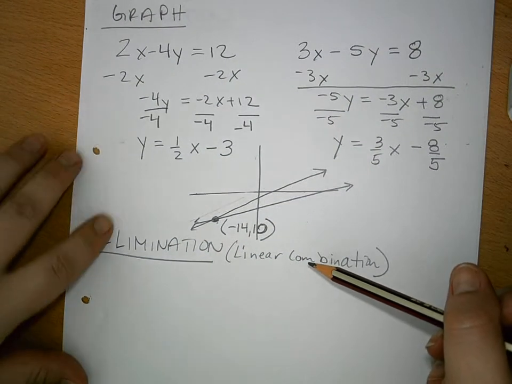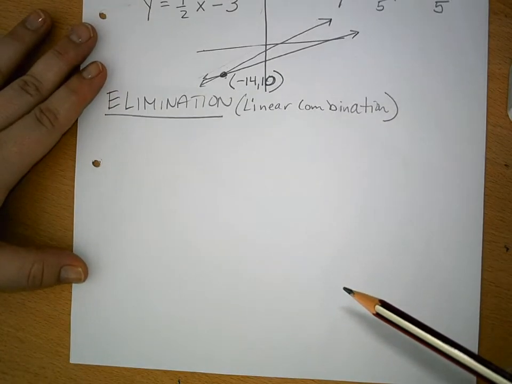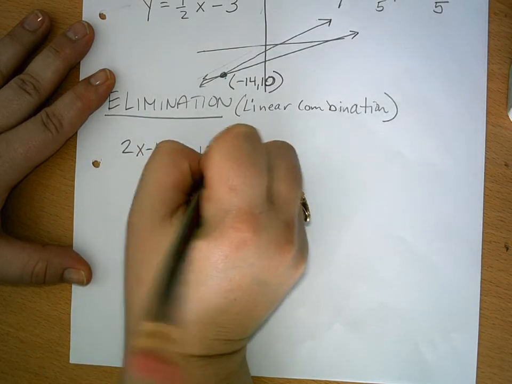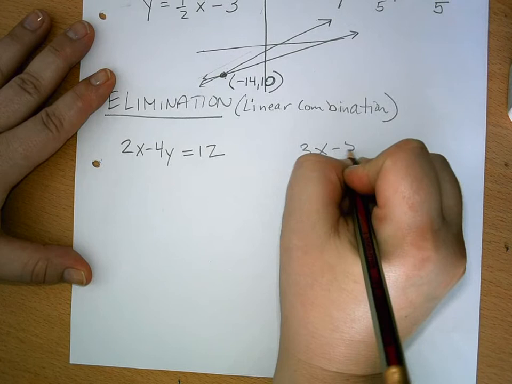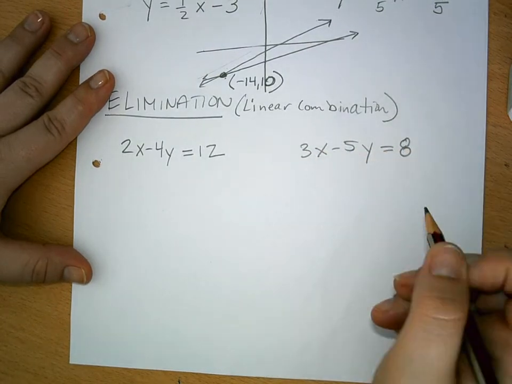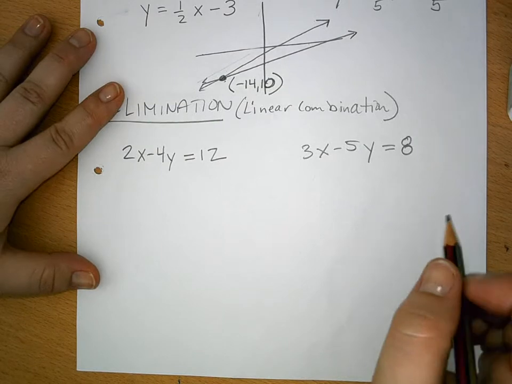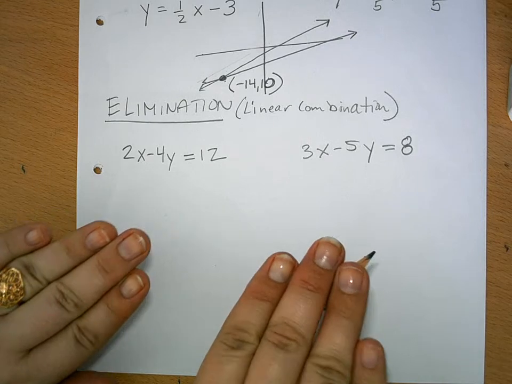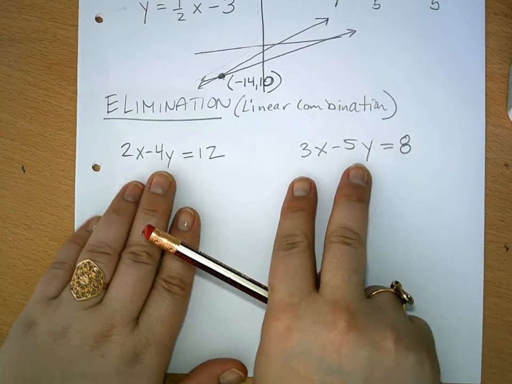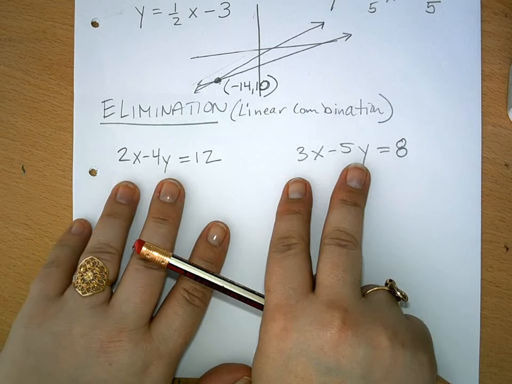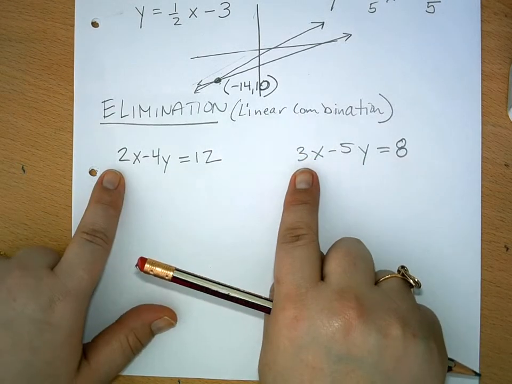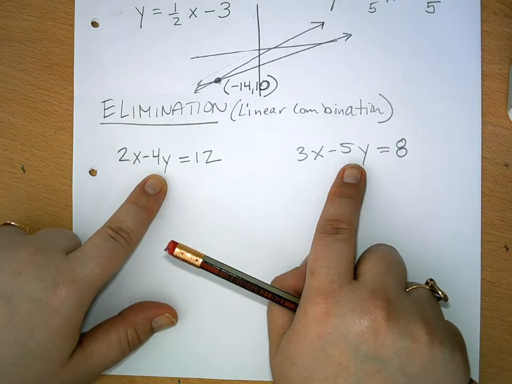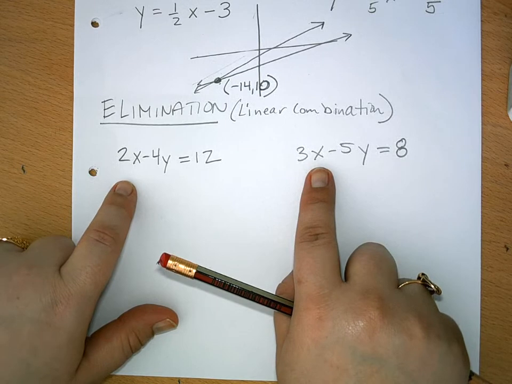Now, elimination. Elimination is also called linear combination. Again, I'm going to write out my equations side by side so that it's easier to show all my work and solve, and I don't get confused between the work of each one. Next, I have to decide which variable I am going to solve for. Now, in this particular situation, there's not a clear one. The coefficients of these two are different. The coefficients of these two are different. So I'm just going to solve for the x.